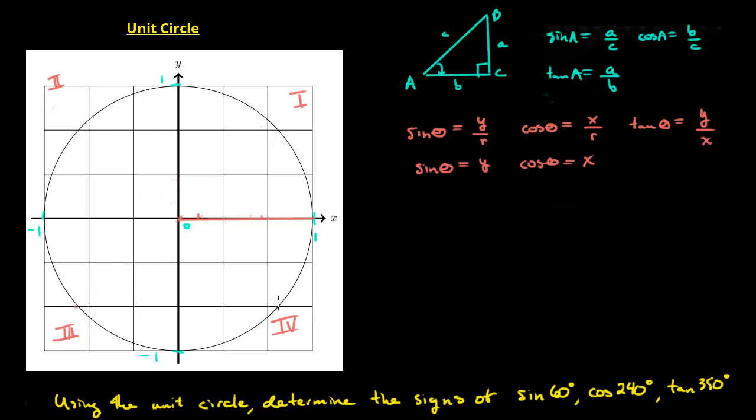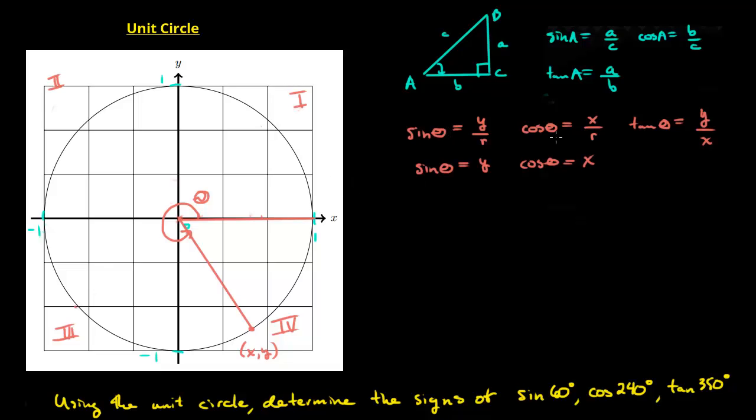let's suppose that we have an angle here. And this coordinate is x comma y. Then for this angle theta here, the sine of theta would be the y value divided by the radius. The y value is negative in the fourth quadrant. So the sine ratio of an angle that's in the fourth quadrant is going to be negative.